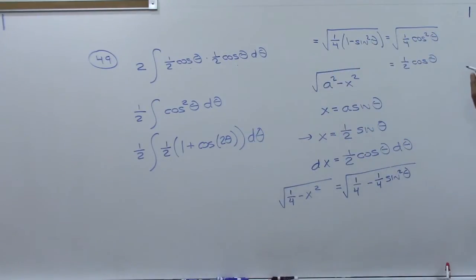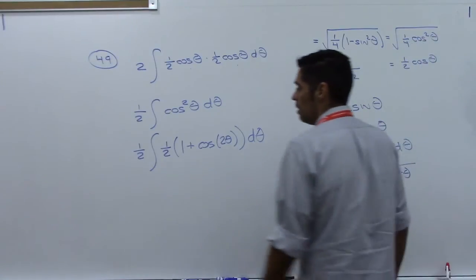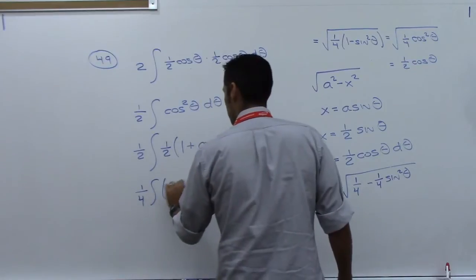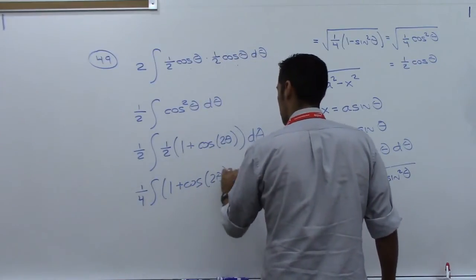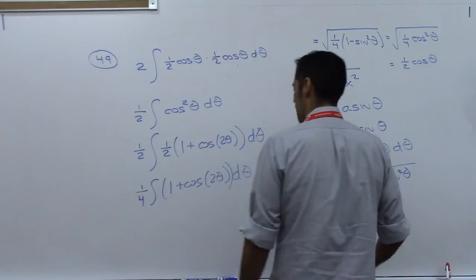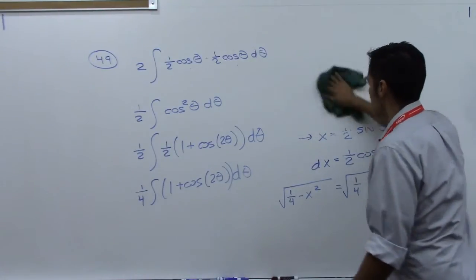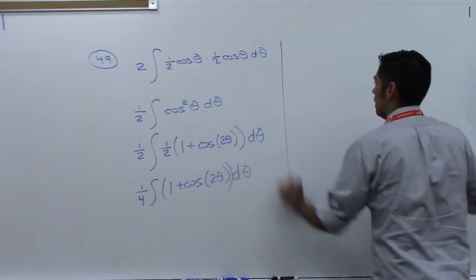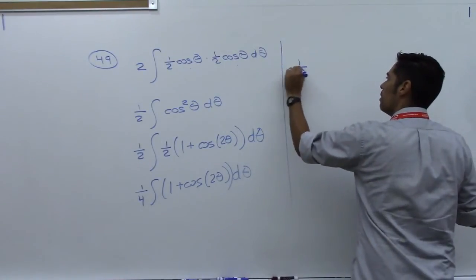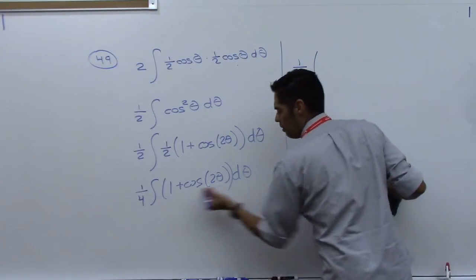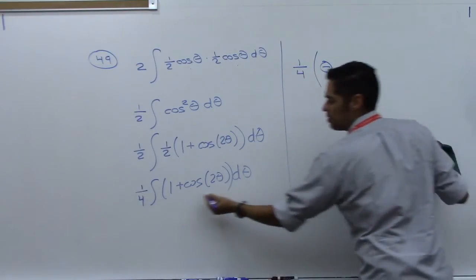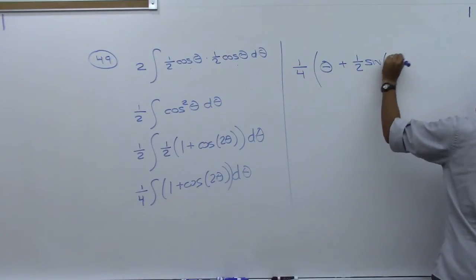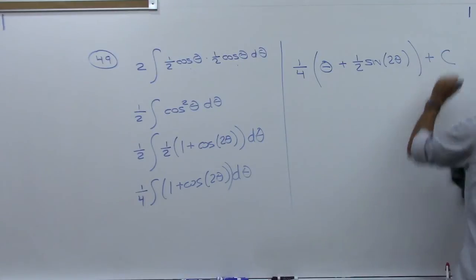All right, so use that, and then take the 1/2 out again. So 1/4 integral 1 plus cosine 2 theta d theta. And now I can integrate each of these term by term. So the antiderivative, see 1/4, antiderivative of 1 with respect to theta is theta. Antiderivative of cosine 2 theta is 1/2 sine 2 theta. We've had this happen several times now.